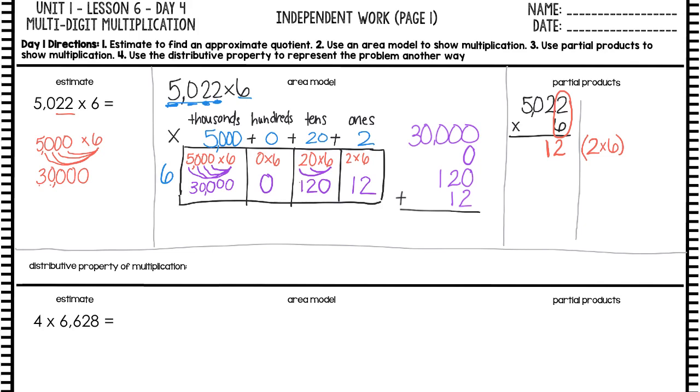Next, we're going to multiply 6 times the 2 tens. 2 tens is the same as 20. So we're doing 20 times 6. Well, if I do 6 times 0, that's going to be 0 in the ones place. And 6 times 2 is 12.